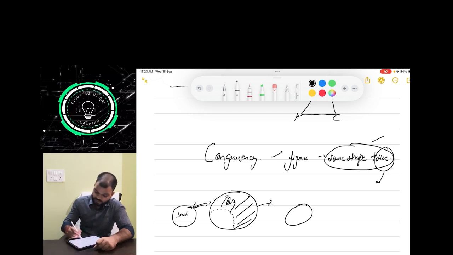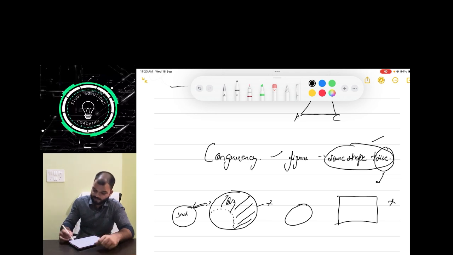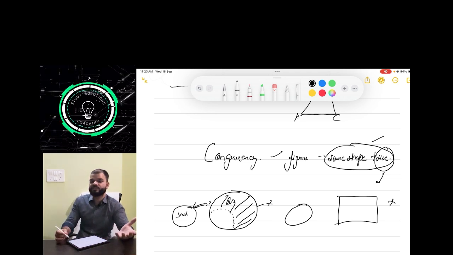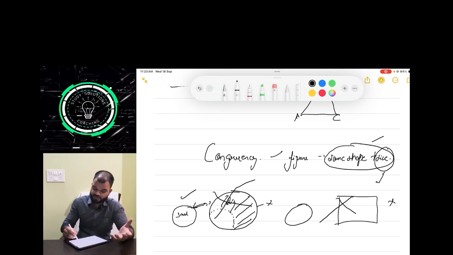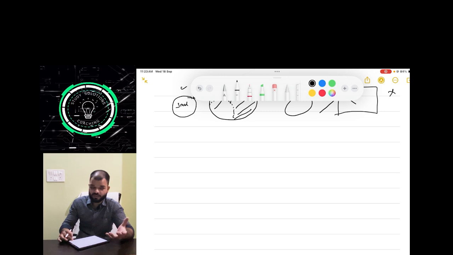Now let us take a circle and a square. Are they congruent? No, because they neither have the same shape nor the same size. Two circles have the same shape but not the same size, so those figures are also not congruent.